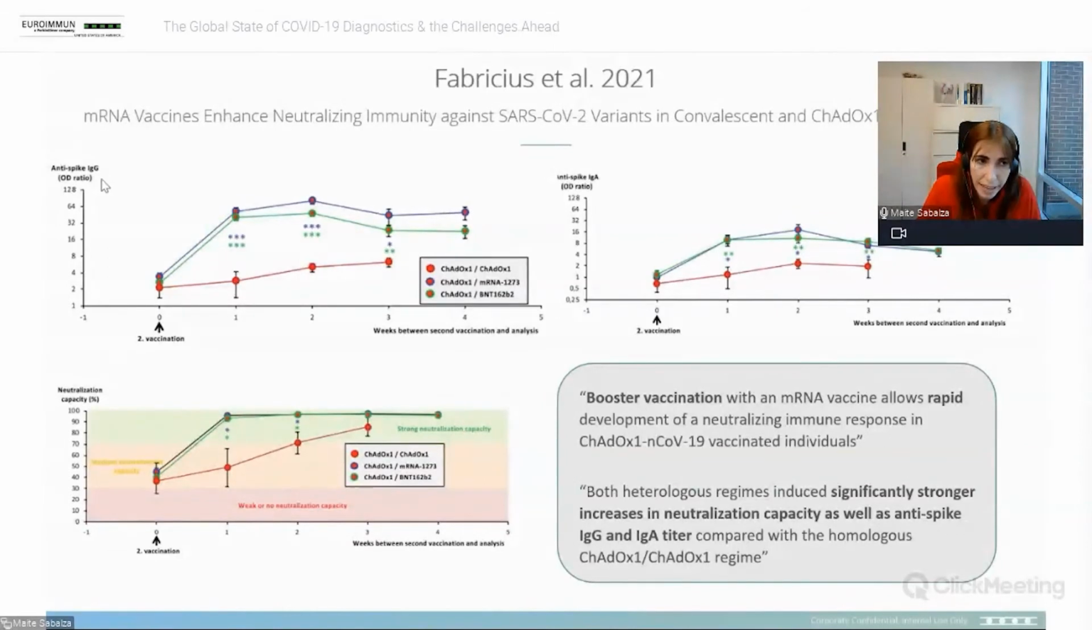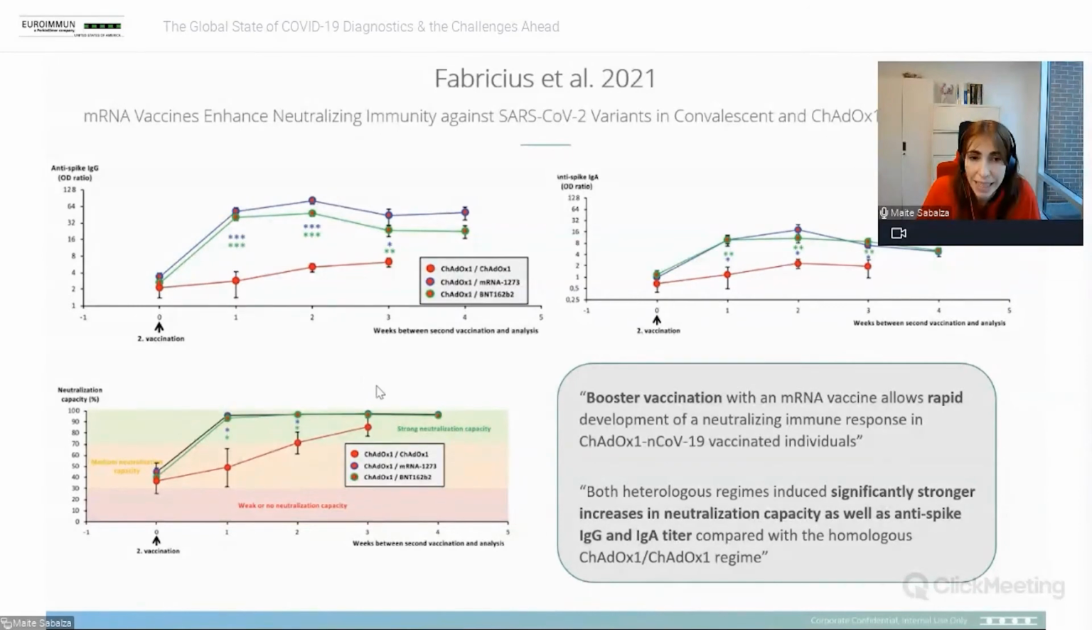What about the heterologous vaccinations? So here we have the same IgG detection, IgA detection, and neutralization capacity. In red, we have the results for homologous vaccination of AstraZeneca. In blue, the combination of the first dose of AstraZeneca and the Moderna vaccine. And in green, the combination of the first dose of AstraZeneca and the second dose from Pfizer. So we can see that the antibody titers as well as the neutralization capacity are much higher when using a heterologous vaccination.